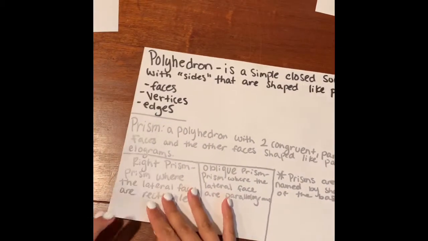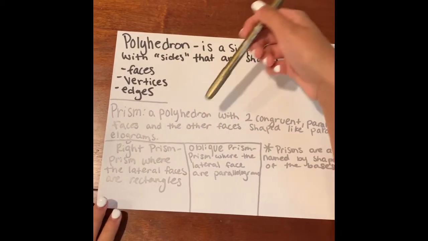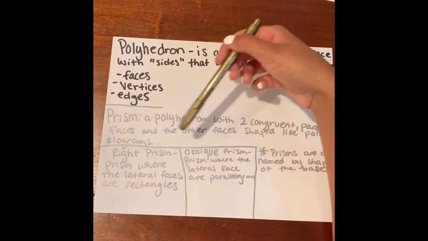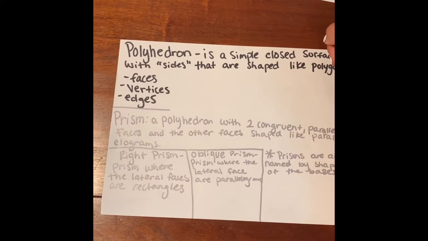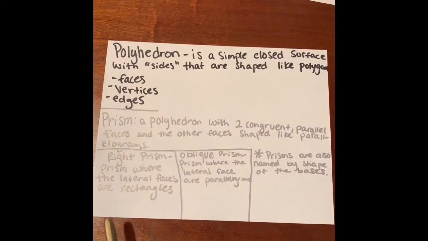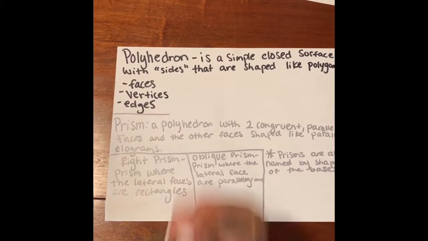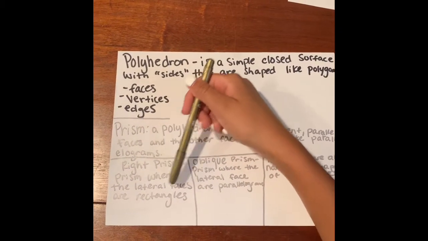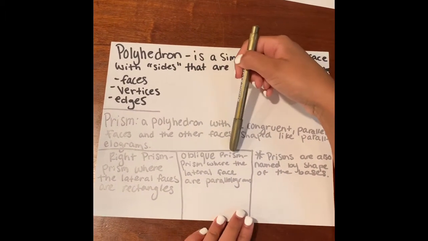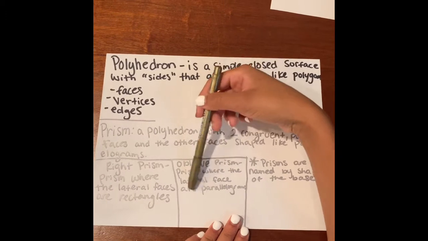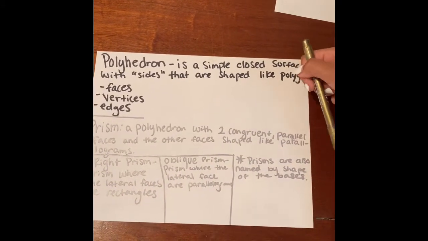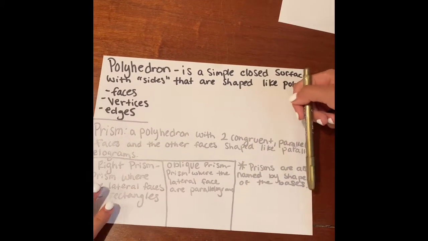Next example we have is a prism. A prism is a polyhedron with 2 congruent parallel bases, and the other faces are shaped like parallelograms. When it comes to prisms, there are 2 different prisms you can name. There's a right prism, which is a prism where the lateral faces are rectangles, and then there are oblique prisms, where the lateral faces are parallelograms. And a thing to remember is prisms are also named by the shapes of the bases.